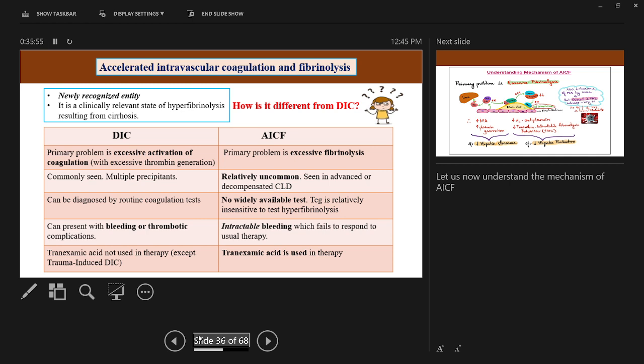DIC can be diagnosed by routine coagulation tests, whereas for AICF, there is no widely available test and TEG is relatively insensitive to detect hyperfibrinolysis. DIC patients can present with both bleeding or thrombotic complications. And AICF patients, when you hear the name AICF, just remember one line: these patients present with intractable bleeding which fails to respond to usual therapy. In DIC, there is no role of tranexamic acid except in trauma-related DIC, which I'll tell you why. And in AICF, tranexamic acid is the used therapy.